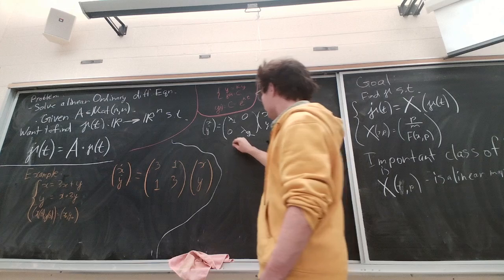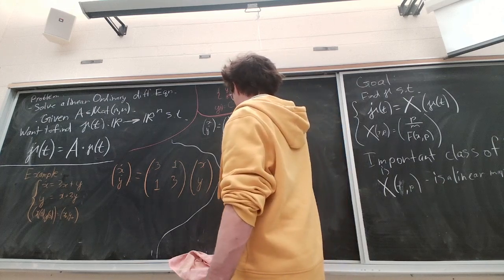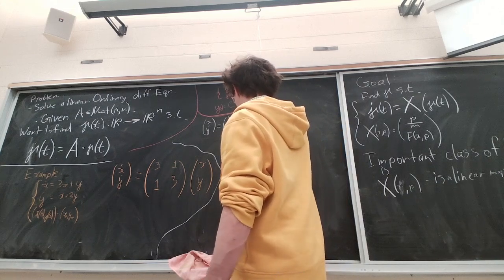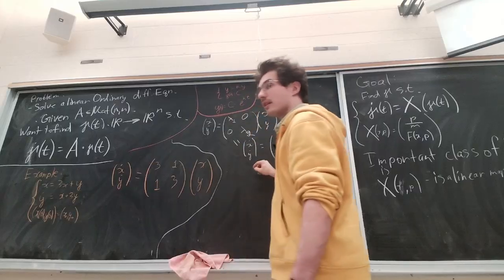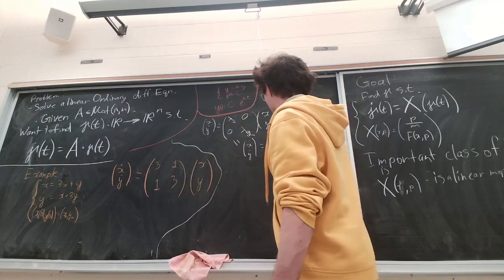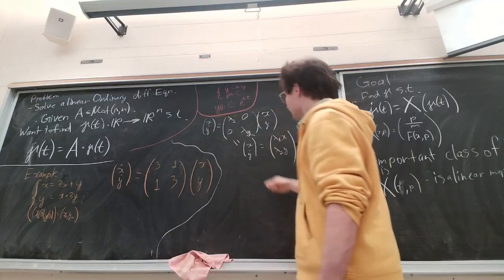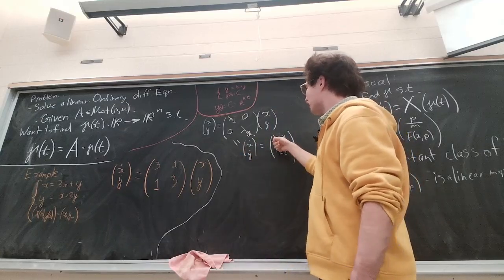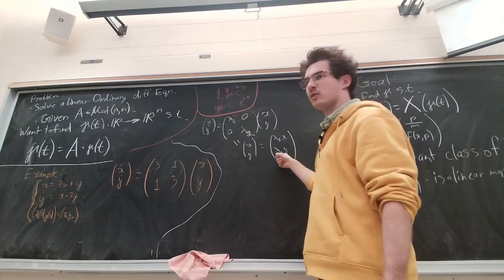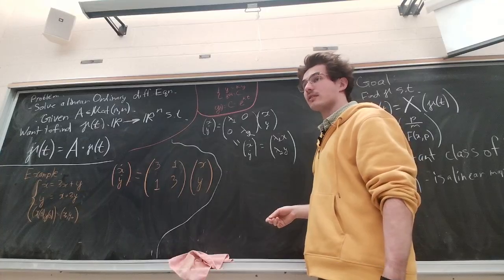Right? Because what is this? This is really x dot, y dot is equal to what? Lambda 1 x and lambda 2 y. Okay. See, I have x dot equals lambda 1 x and y dot equals lambda 2 y. Do I know how to solve this?